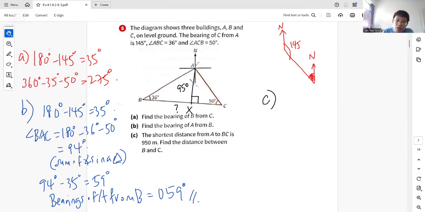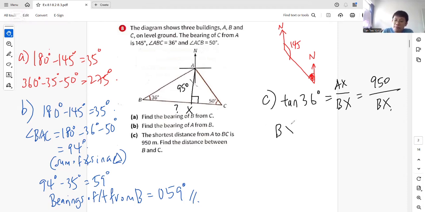Focus on triangle ABX. We are going to use SOH CAH TOA, so in this case it is tangent. Tangent 36 degrees equals opposite over adjacent, which is AX over BX, which equals 950 over BX. So BX will be equal to 950 divided by tangent 36 degrees. When we calculate this, it will give us 1,307.5628. I write more decimal places just in case.